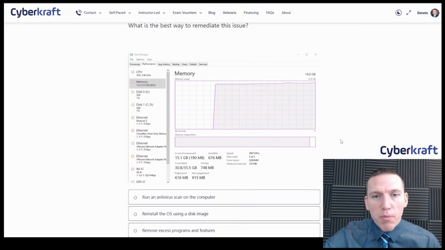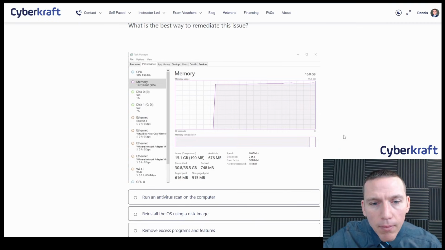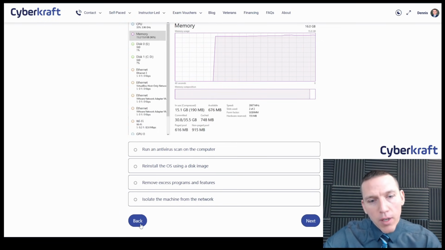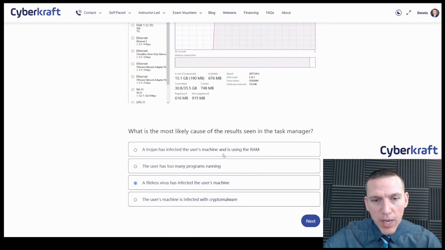Okay, what is the best way to remediate this issue? How do we fix it? Okay. Run an antivirus scan of the computer. Reinstall the OS using a disk image. Remove excess programs and features. Isolate the machine from the network. Okay, so I guess this depends on what we answered here.